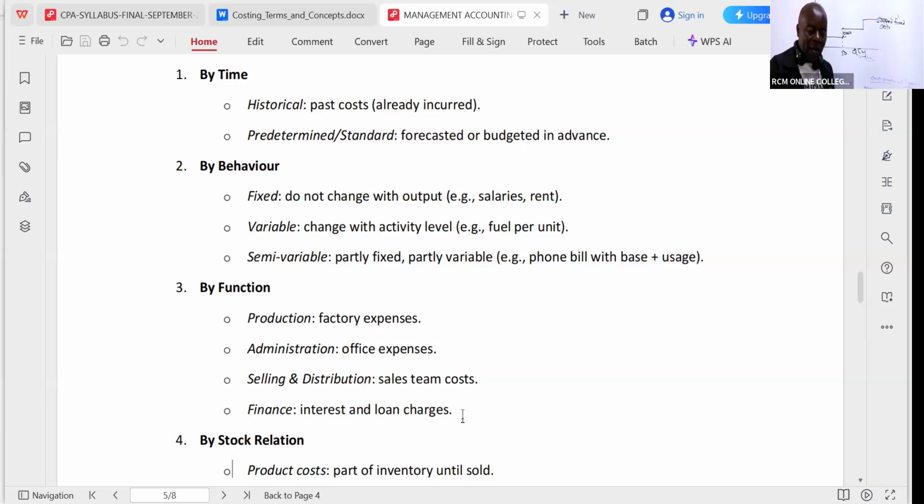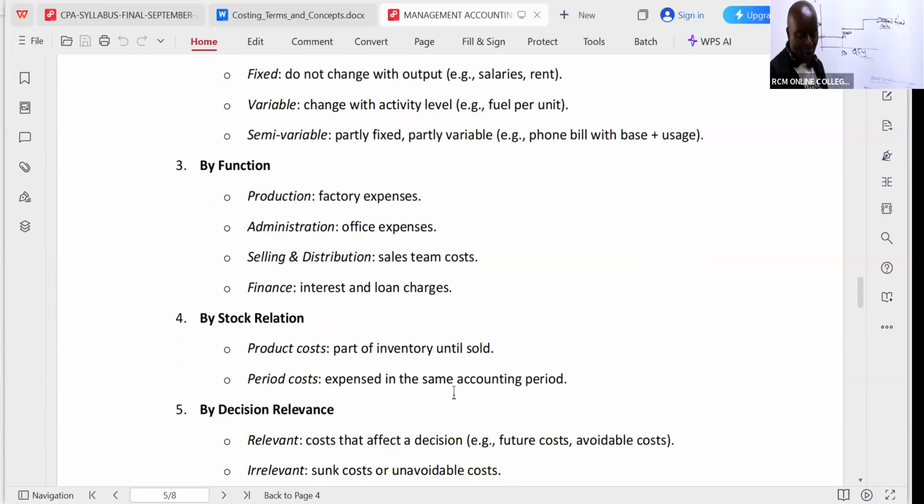So we have number 1, classification by time, classification by behavior, by function, and then number 4, we have by stock relation, which already we have covered. So by stock relation or inventory relation, we have product costs, part of inventory until sold, and then we have period costs expensed in the same accounting period.